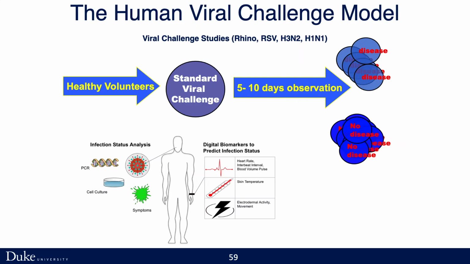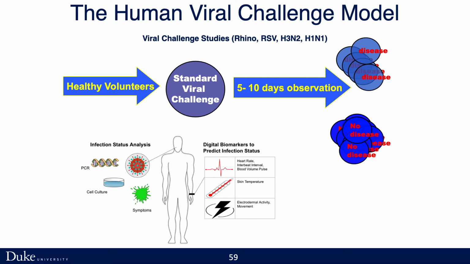What these studies look like is a viral challenge model where we have healthy volunteers that are exposed to a specific kind of virus, and then they are observed for 5 to 10 days, and we see people who get infected versus people who do not get infected. And then we also see the severity of the infection. This has been done with several different viruses at this point.